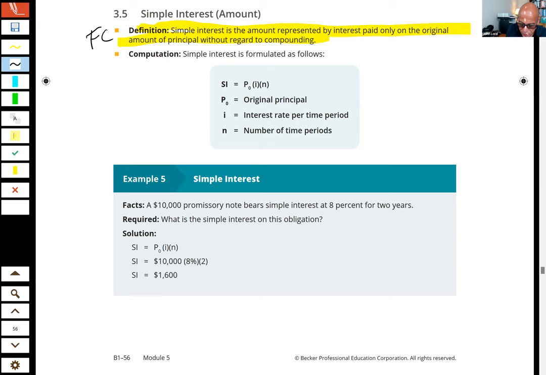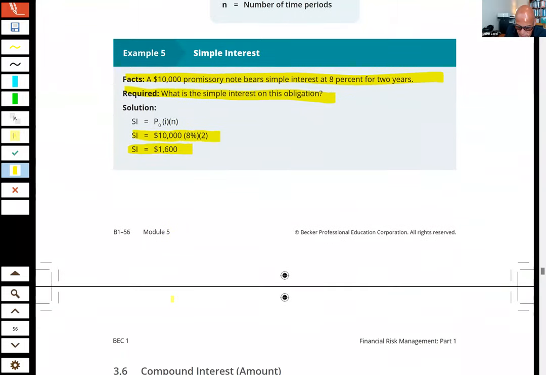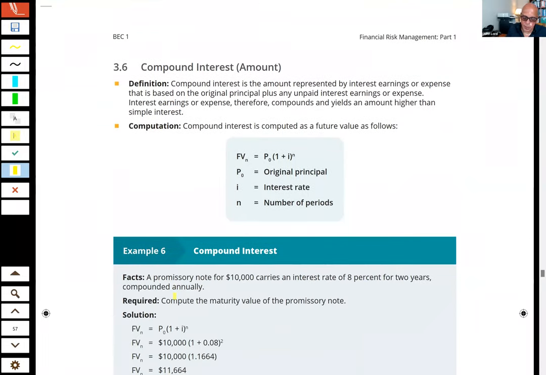You have a $10,000 promissory note, and it bears simple interest at 8% for 2 years. And so you're going to yield $1,600 over those 2 years. So your simple return would be $1,600. Now you come over and take a look at compound interest. Basically what we're saying is the earnings on this instrument are going to accumulate, and you're going to be getting interest on the accumulated earnings.